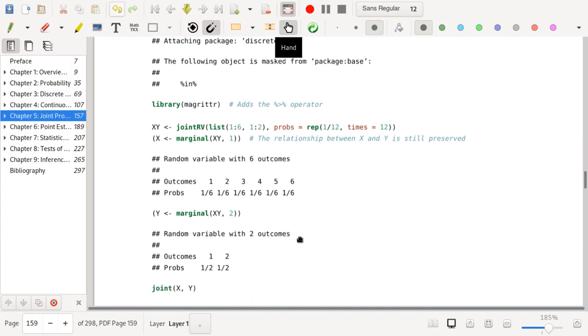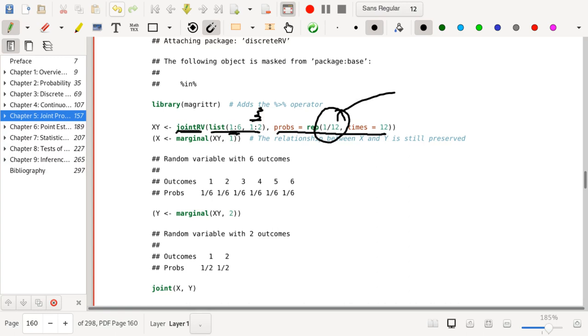We have to give the probability mass function. In order to define a jointly distributed random variable, we need to feed a list to the function joint RV. This list has possible values for X and possible values for Y. And then we give this function the joint probability mass function. I think how this would work is, well, first off, this is the number 1 over 12, 12 times, but I think how this function is understanding it is it's fixing X first and then trying values of Y.